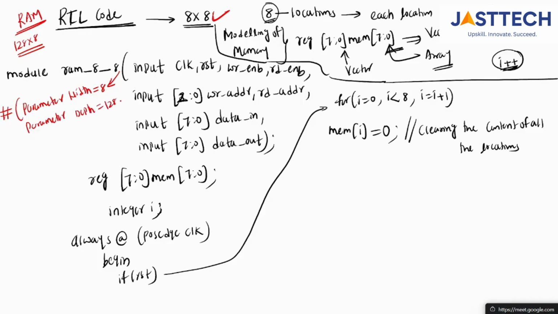And parameter address_width. 128 is 2 power how much? 2 power 7. Like this you need to initialize. Is it fine?